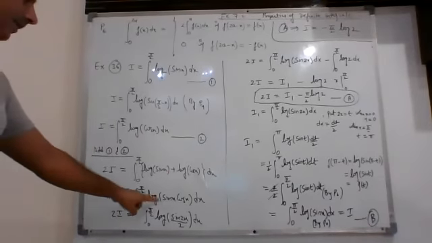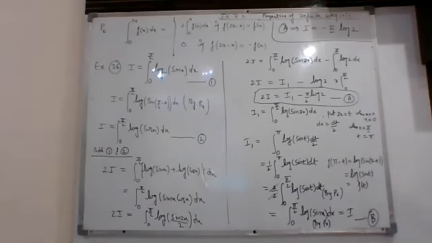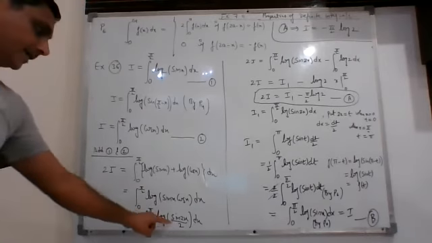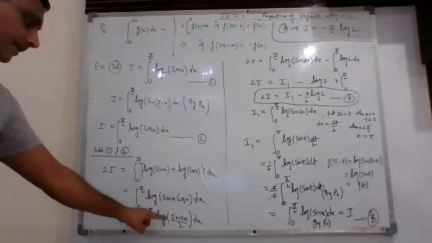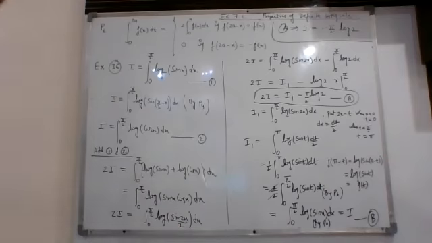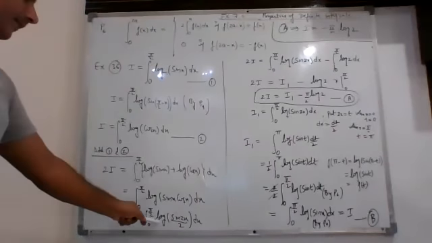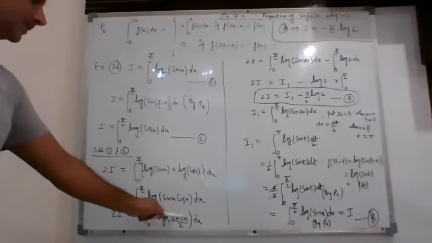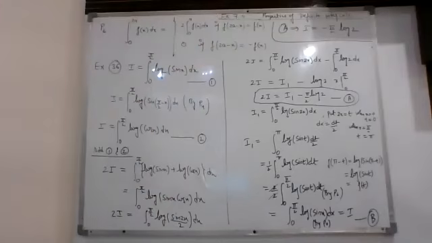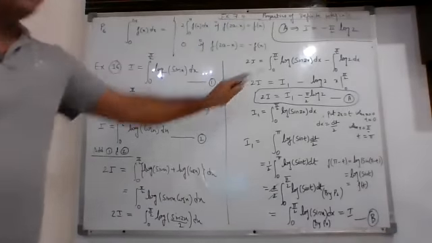So this will be log sin x into cos x. Now you are multiplying and dividing by 2. So when you multiply and divide by 2, this will become sin 2x upon 2. After that, we had again written this as log sin 2x minus log 2 dx. So this I am keeping as I1.